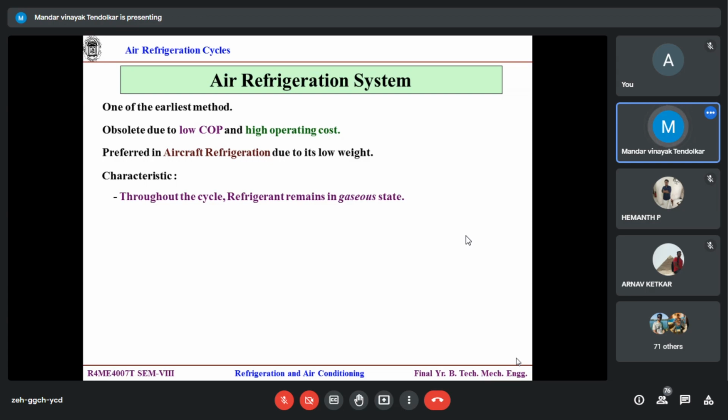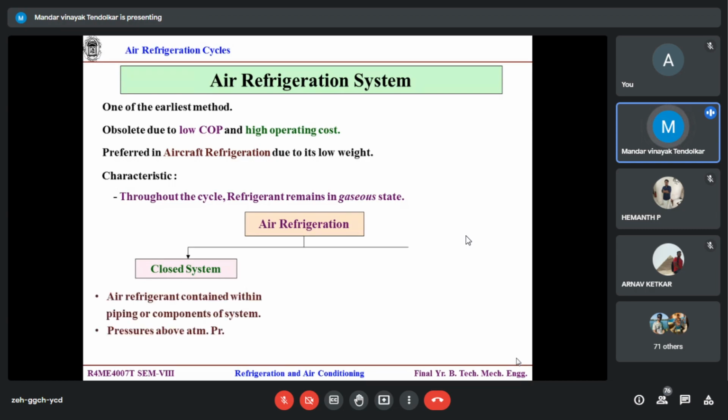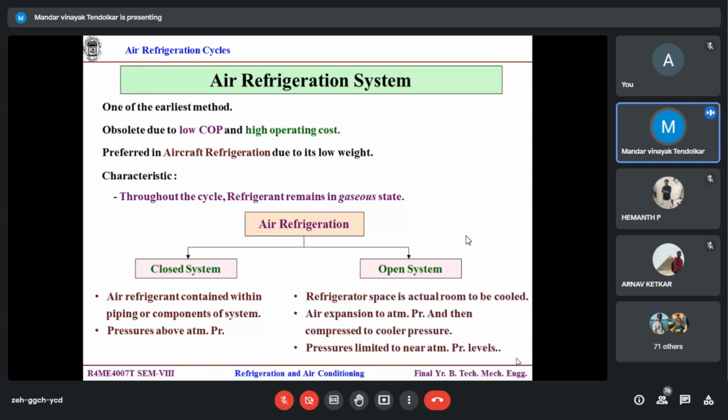Now, what are the characteristics? As we discussed, first and very important, throughout the cycle the refrigerant, in brackets air, always remains in the gaseous state. Nowhere is it changing phase. So always sensible heat rejection, sensible heat absorption. No phase change, no latent part comes into the picture. If we try to differentiate it in different ways, then air refrigeration can be split into a closed cycle and an open cycle. Under the closed cycle, air as a refrigerant always remains inside the circuit, using connecting pipes and the components.